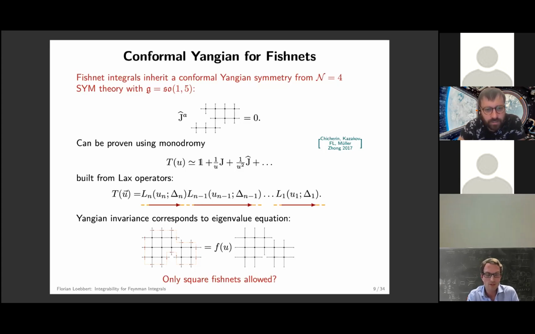Well, u is a... Sorry? Yeah, because u is a spectral parameter. So each Lax operator depends on two variables. Delta is the dimension that enters the representation of the conformal generators, and u is a spectral parameter. Like for spin chain, normally T depends on one spectral parameter.